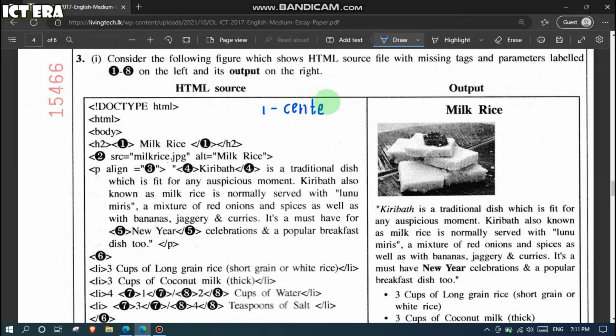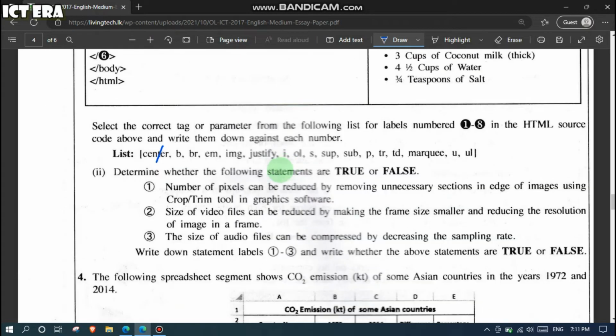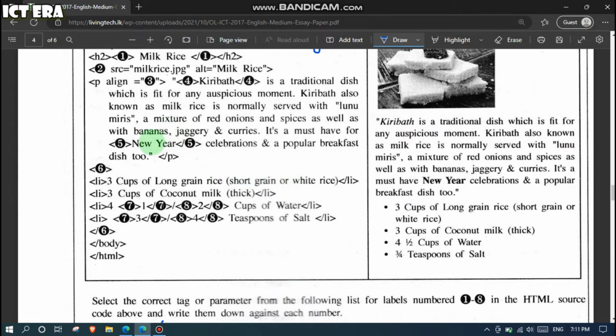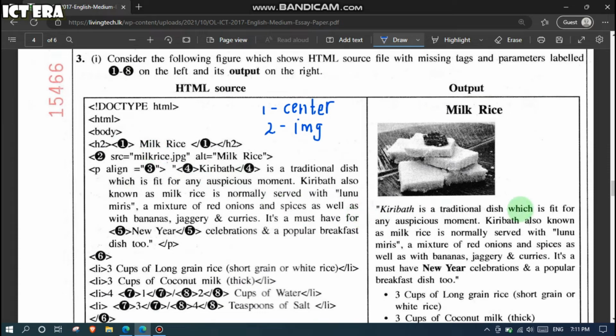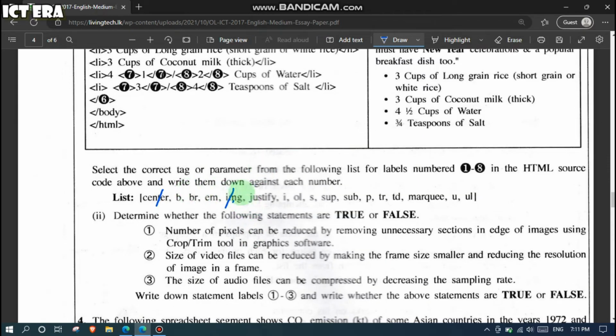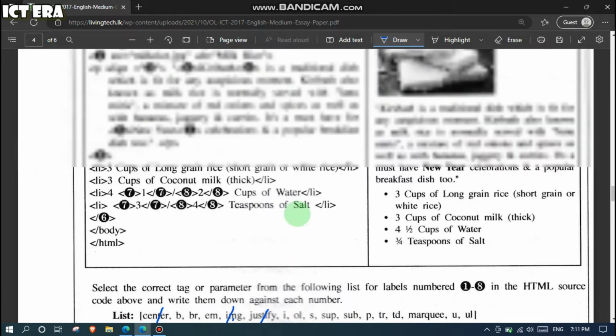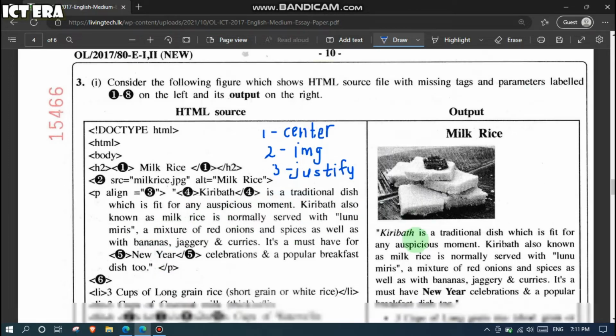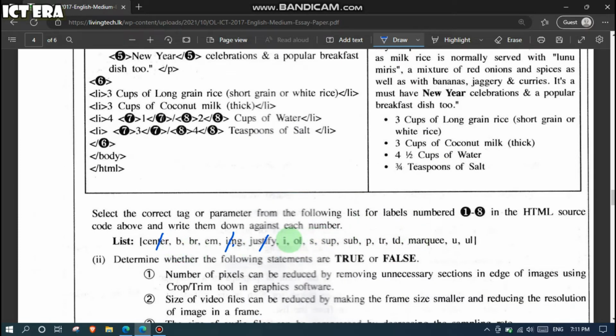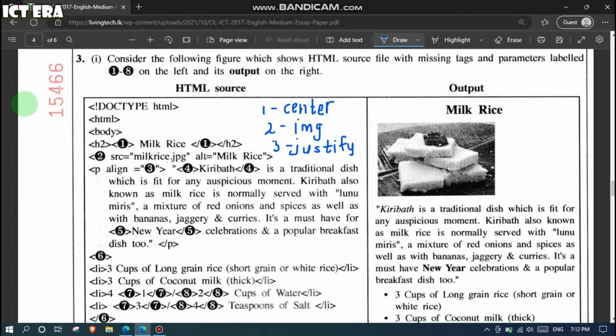Then the second one, src, a picture is there, so we can write image, the img tag. Then the third one, p align equals, so align should be justify, only that. Align should be justify. Then the fourth one, Kiribati was italic, so I will write I here. The fourth one, I can write I.